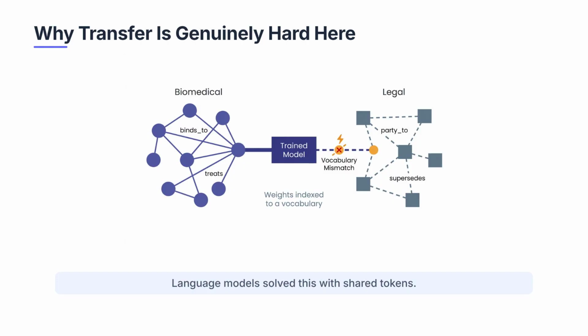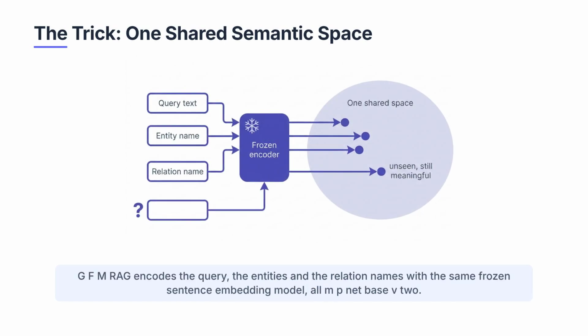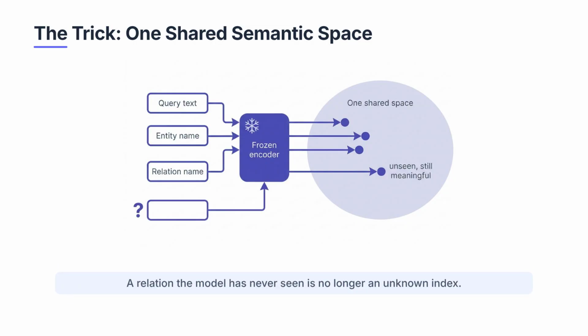Language models solve this with shared tokens. Graphs had no equivalent, until somebody noticed that relation names are also words. And that is the whole unlock. GFM-RAG encodes the query, the entities, and the relation names with the same frozen sentence embedding model, all MPNet base v2. A relation the model has never seen is no longer an unknown index. It is a sentence, and sentences live in a space it already understands. Nothing is tied to a vocabulary. Swap the graph, and every input still lands somewhere meaningful.